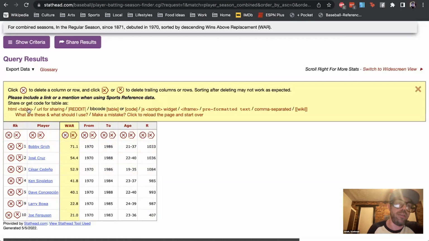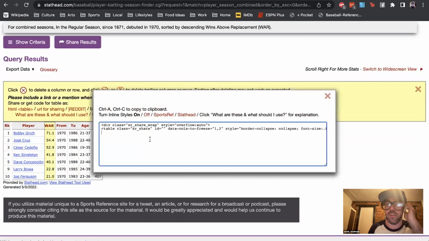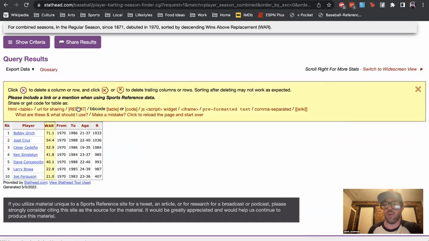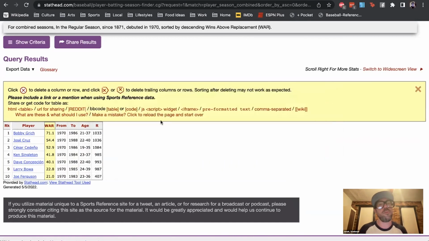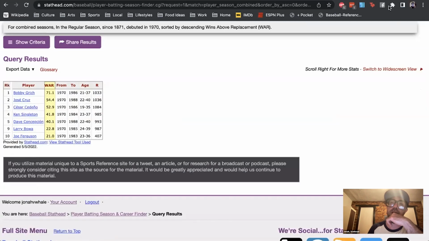You can export it as HTML code. You click that. This is HTML code. You just copy and paste it into your blog, your website, whatever you're using HTML for. If you're on Reddit, we have it already formatted for Reddit. All you have to do is copy this and put it in the comment or the initial post you're doing, and it'll show up as a table that's perfectly formatted and readable on Reddit. Same thing with bulletin boards. We've got a JavaScript widget, all kinds of cool stuff. So that is basically if you're doing stuff on the internet with it.